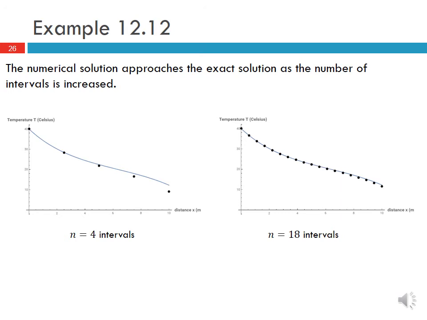The numerical solution improves and approaches the exact solution as the number of intervals is increased. So this shows the difference with 4 intervals versus 18 intervals. And you can see here we're starting to get a pretty good estimate for the majority of the domain, and it's starting to deviate a little bit at the end of the domain.